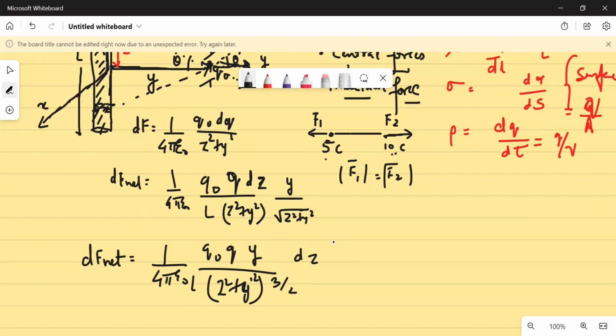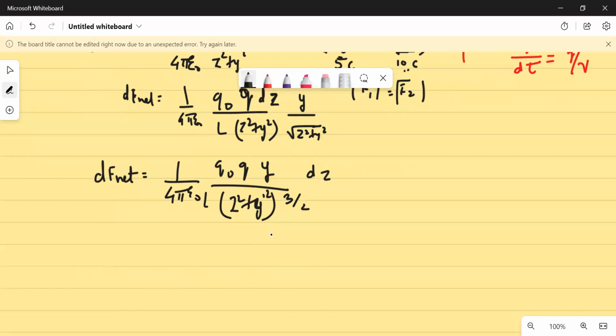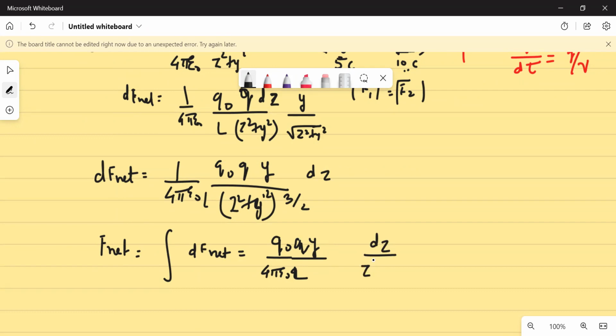Okay. So what would be the net force? The total force would be equal to integrating this entire stuff. So F net would be integrating dF net. And from your standard 12th, you know already that this will be 1 upon 4 pi epsilon naught. L will come out, Q naught will come out, Q will also come out, and y will also come out. And then dz upon (z square plus y square) raised to power 3 by 2.